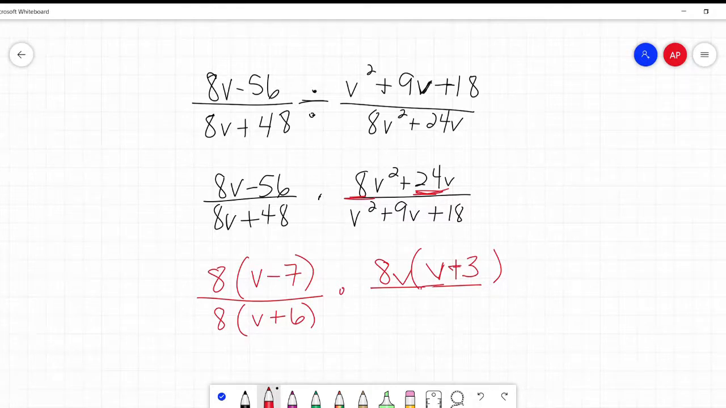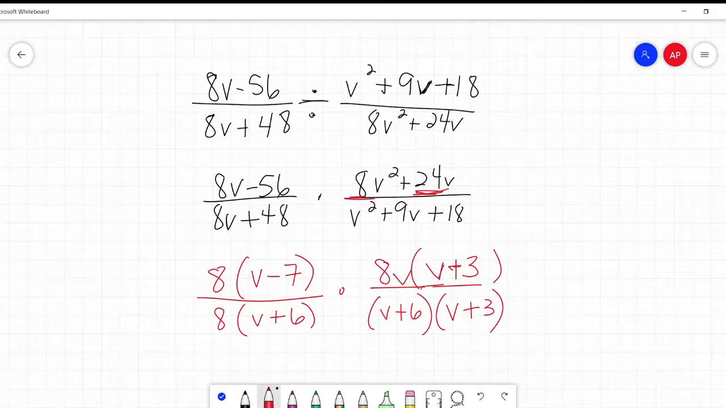On the bottom, v squared plus 9v plus 18. I'm factoring what multiplies to 18 but adds to 9. That would be 6 and 3. So v plus 6 times v plus 3.